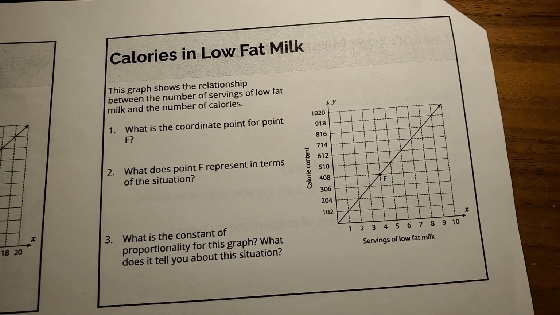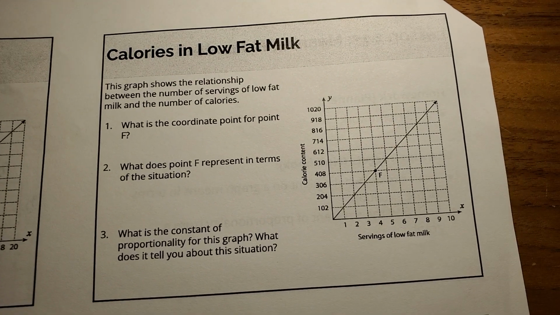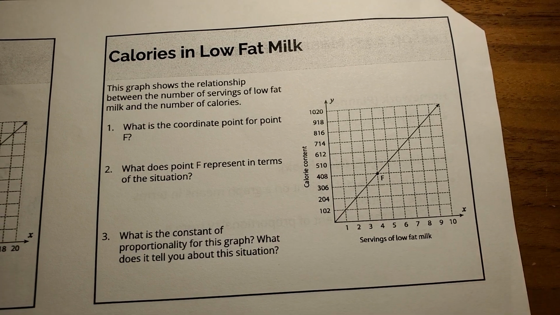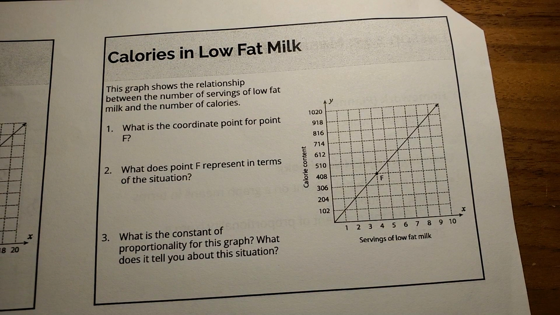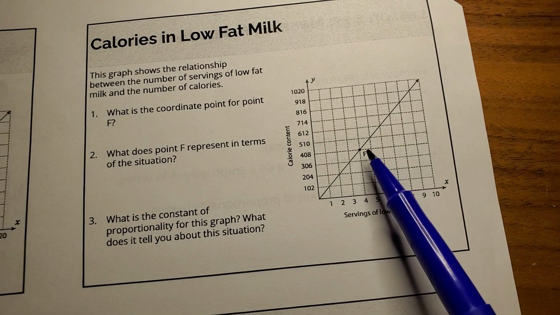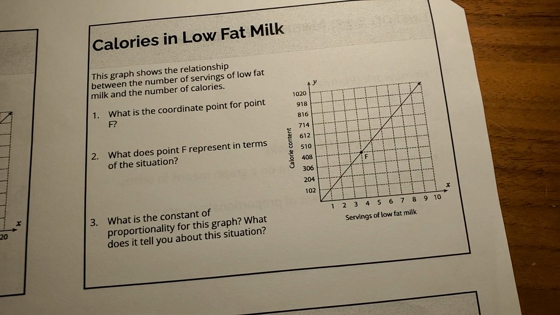Now we're going to look at calories in low-fat milk. Again, we have a graph. Our x value is servings of low-fat milk. y is now calorie count. So you're going to tell me, what is the coordinate point for point F? What does it mean in terms of the situation? What is our constant of proportionality? What does it tell you about this situation? You can go ahead, pause here, do these 3 problems, come back once you're ready.